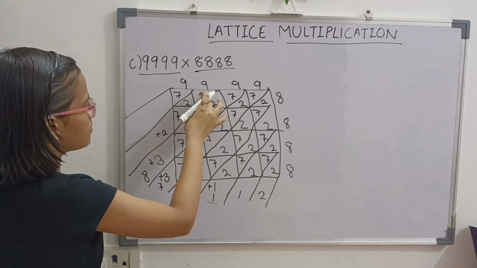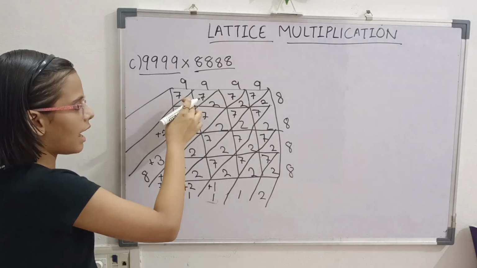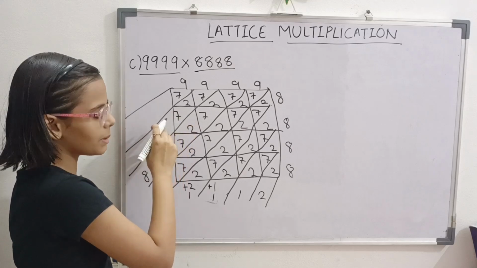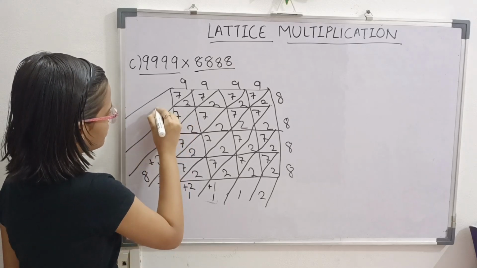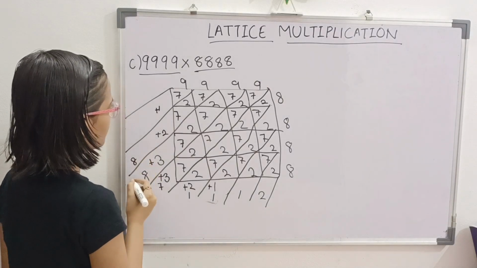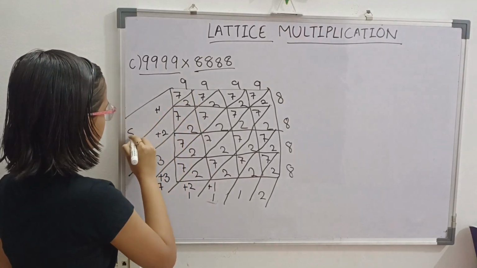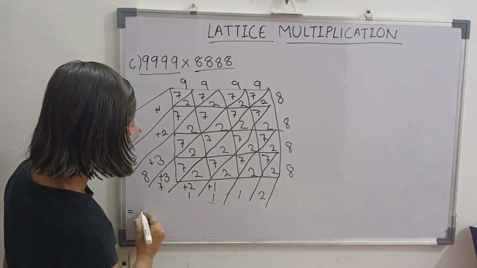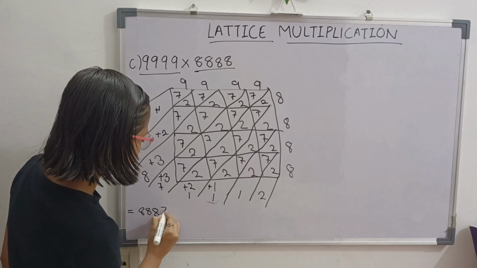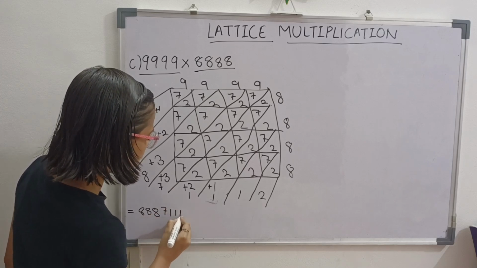Now 7 plus 2 equals 9, 9 plus 7 equals 16, 16 plus 2 equals 18. So 1 will be carried over and 8 will be written here. Now 7 plus 1 equals 8. So the answer is 8, 8, 8, 7, 1, 1, 1, 2.